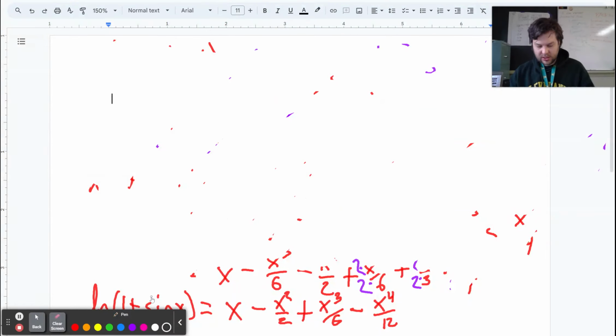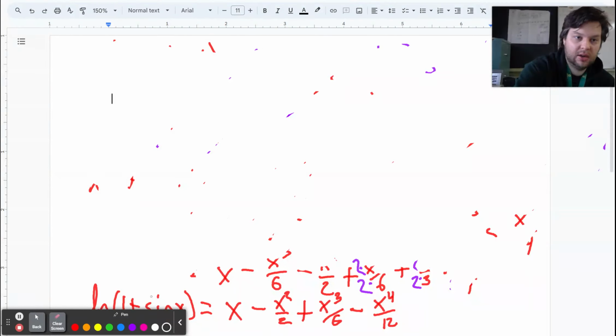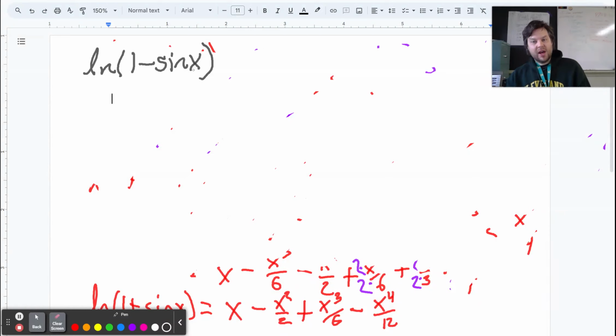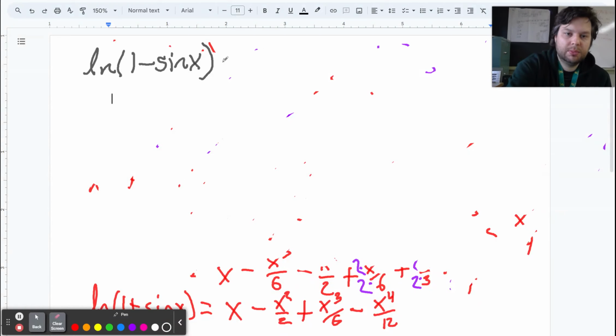So the next question that I'm asked about is, okay, we know that the natural log of 1 plus sine x is that expression down at the bottom. Could we figure out the Maclaurin series for the natural log of 1 minus sine x? Well, that's just replacing all of the positive sine x's with negative sine x's. And so that means I can just replace all of the positive x's with negative x's. So negative x.